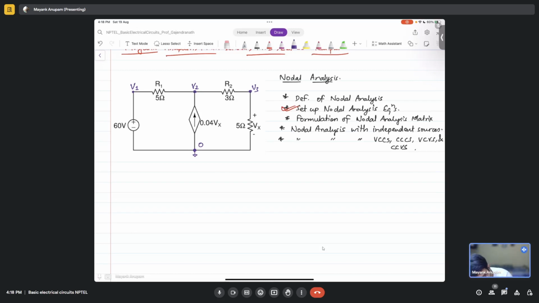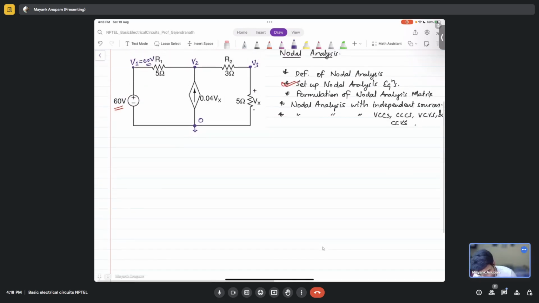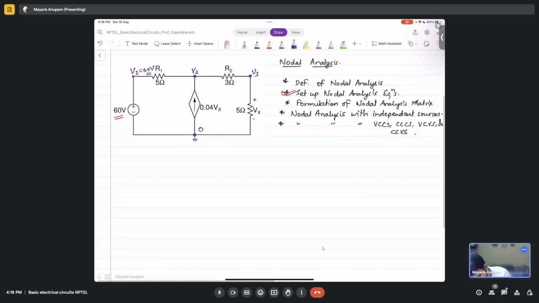Do I need to write a nodal equation for this node, or node V1? V1 is 60 volt. Yes, exactly. It is directly connected to a voltage source, so V1 is simply 60 volts. No need to write any nodal equation for this node. You can always write one, but you will eventually arrive at the same result.